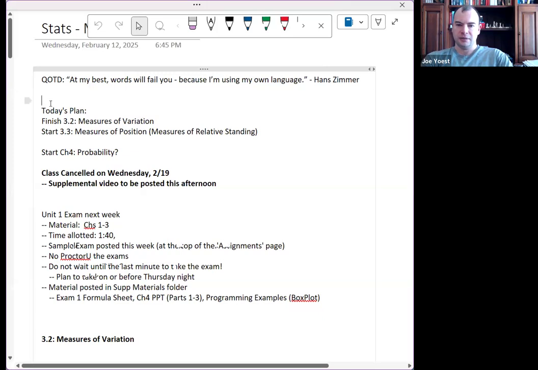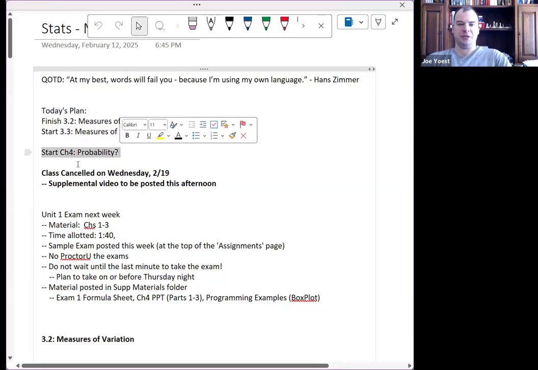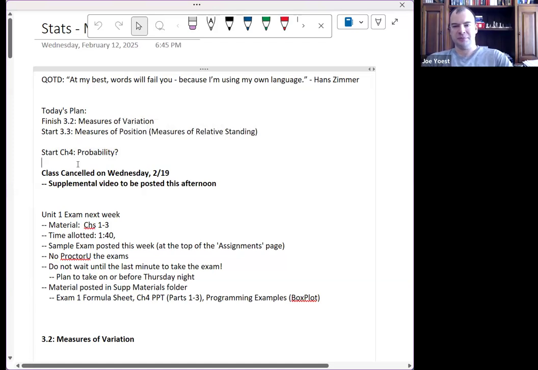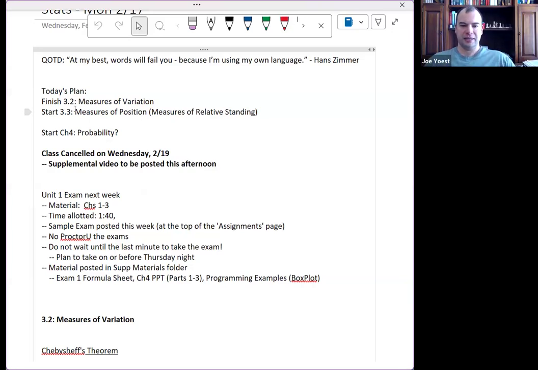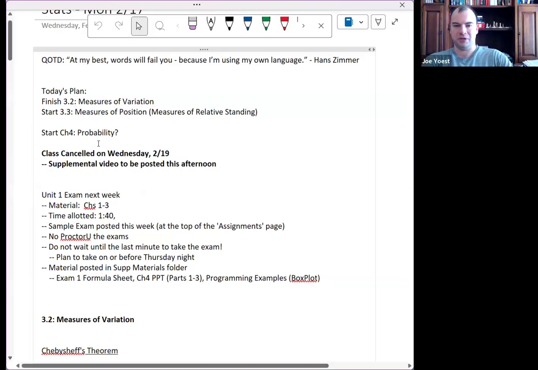Okay, the plan for today is to finish section 3.2, start and hopefully finish section 3.3, and possibly get started on chapter 4, probability. I think we're running a little bit behind schedule, but that tends to happen in the beginning of the semester. There's just so much material in the first couple of chapters, and then things kind of smooth out as we move along. So, so long as we don't have any class cancellations or snow days, we should be on track pretty soon here.